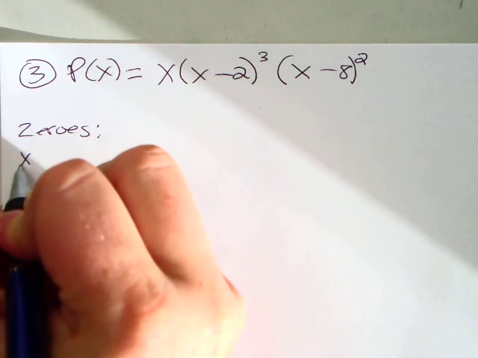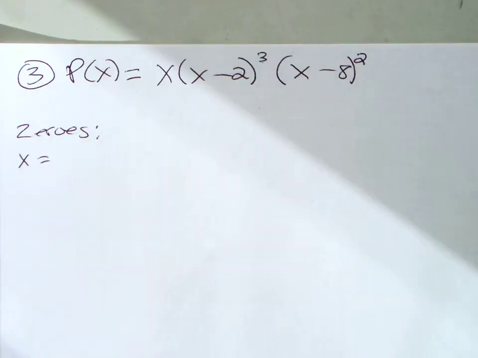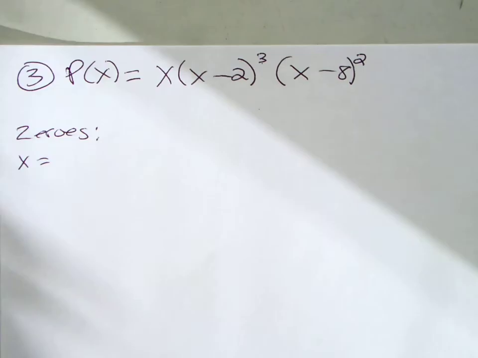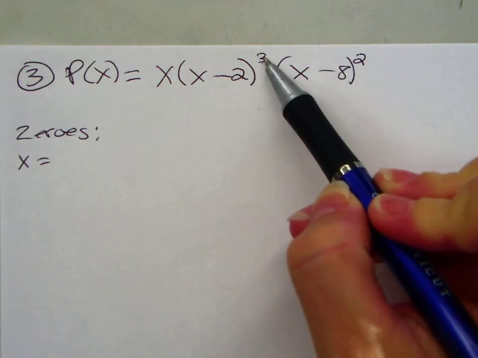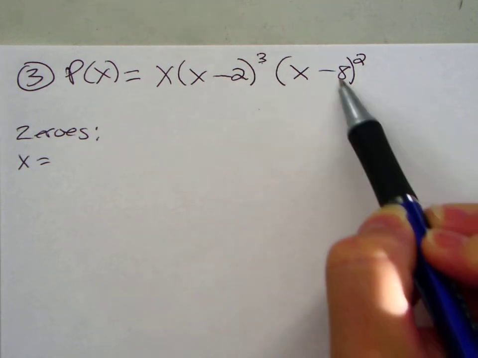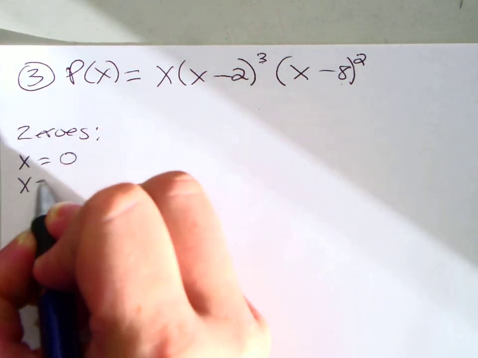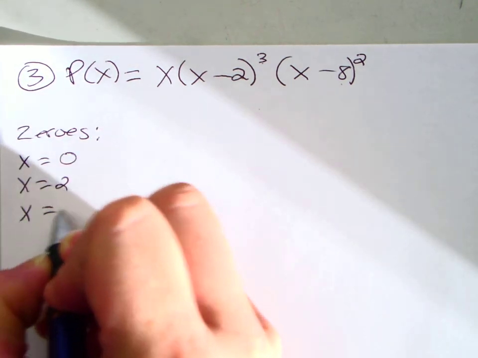Okay, x, same. Don't ignore the exponents when you're finding the zeros. Those are not changing anything. Exponents do not change your zeros, your roots. A lot of kids will do 2 to the third, oh, it's 8. No. Well, it's 8 because of that 8, not because 2 to the third is 8. It's not 64. So it's our 0, our 2, and our 8.